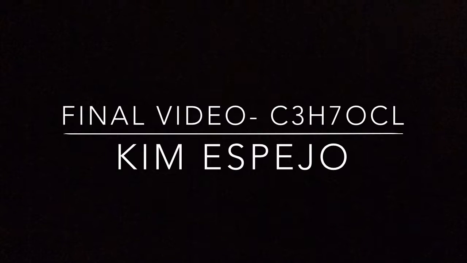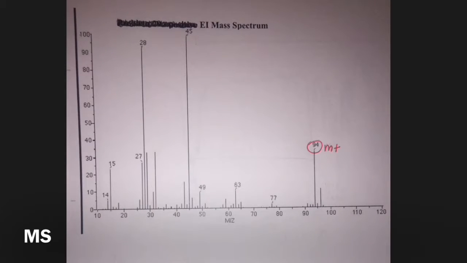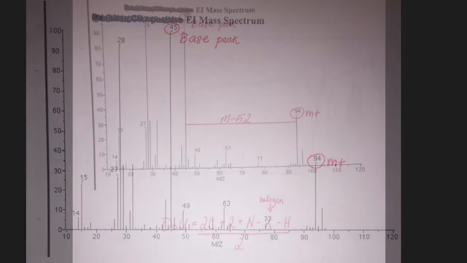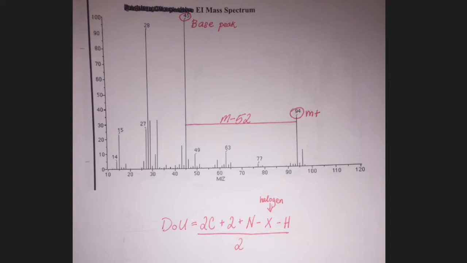To start the identification of my structure, I will begin with the MS spectrum. First, identify the M+, which is going to be at 94. Next, identify the base peak at 45. Next, I subtract the base peak from the M+, so 94 minus 45 to get M minus 52.